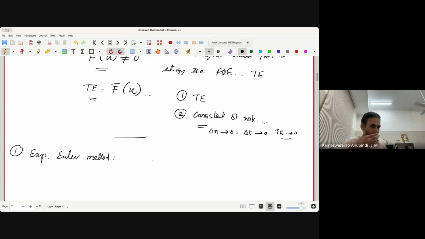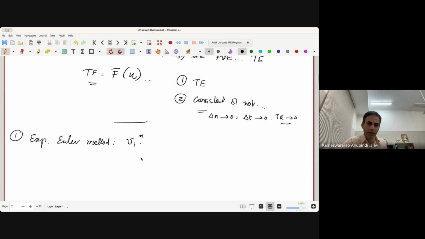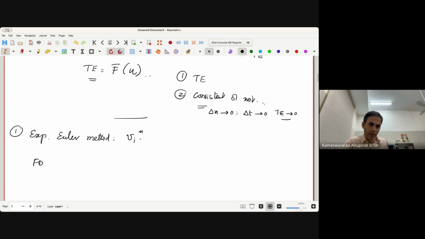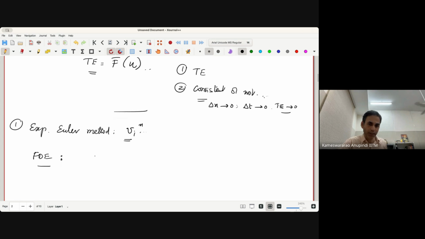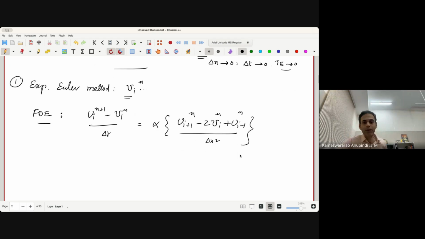Okay, so for the explicit Euler method, if I'm going to write the final difference equation in terms of capital Ui and other quantities, we can write it as: the final difference equation, which is satisfied by the capital Ui's, is Ui^(n+1) minus Ui^n divided by delta t equals alpha times (Ui+1 minus 2 Ui plus Ui-1) divided by delta x square, at the time level n. Okay, so that is my final difference equation.